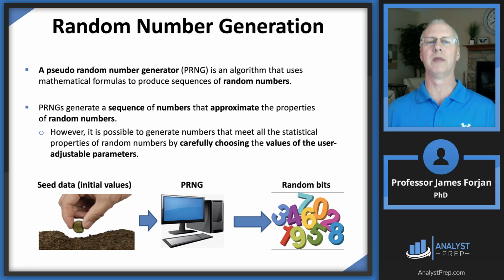This is an algorithm that uses some mathematical formulas to produce sequences of random numbers. And so what happens here is that these sequences then approximate the properties of random numbers. So it's possible to generate numbers that meet all of the statistical properties of random numbers by carefully choosing the values of the parameters.